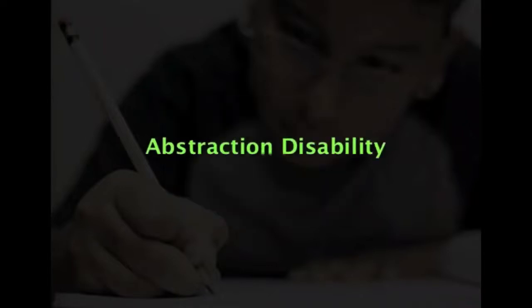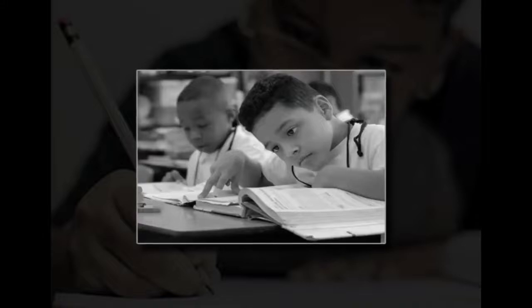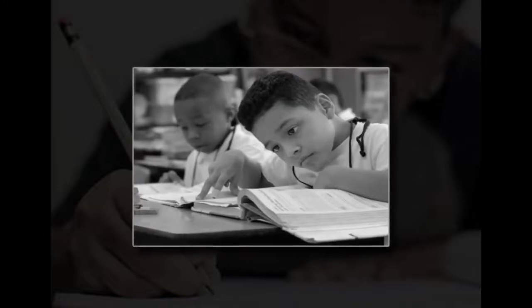Abstraction disability. A child with this disability will have difficulty knowing the meaning of words or phrases. The child may have difficulty, for example, between the words dog and your dog. He cannot relate to the words your dog.